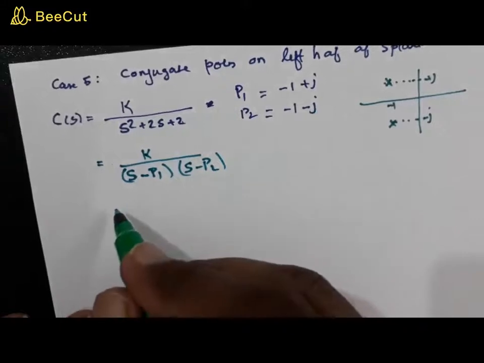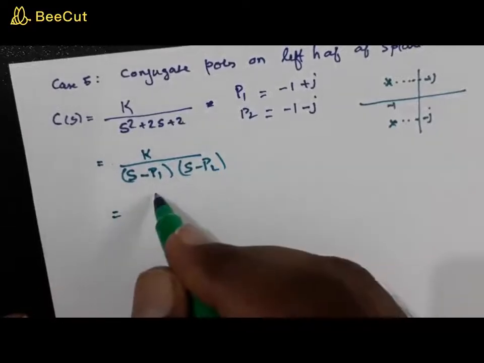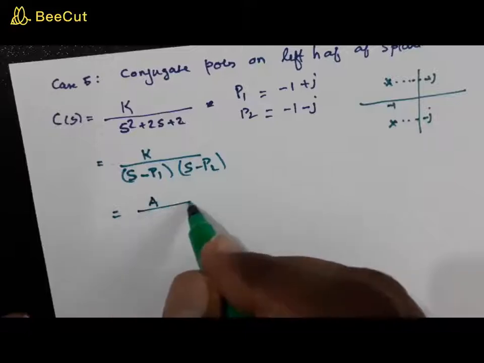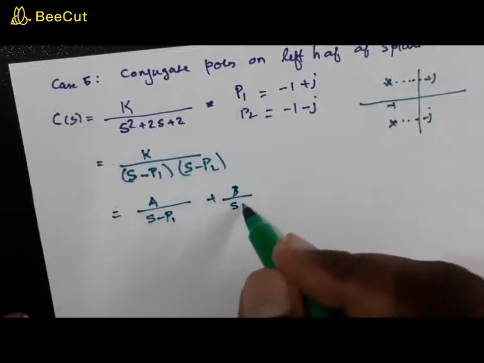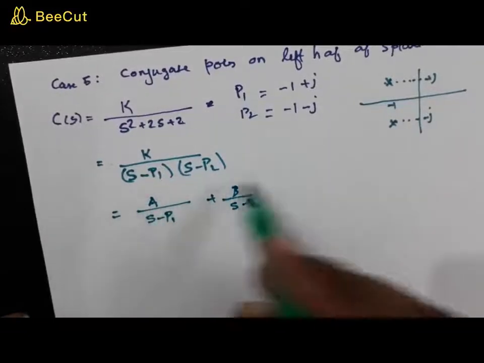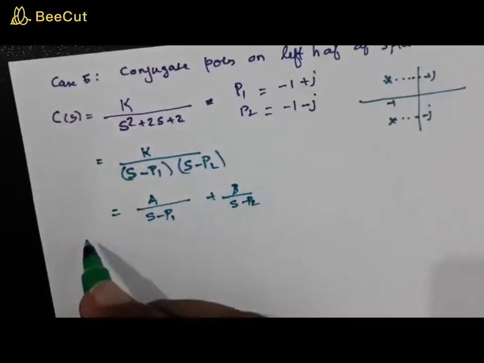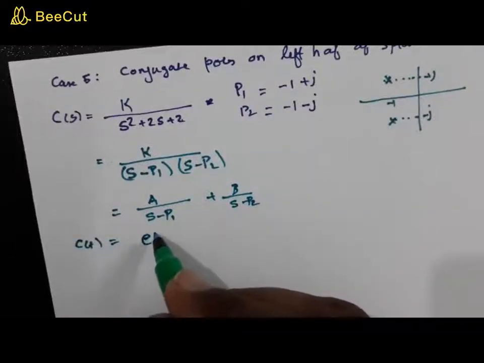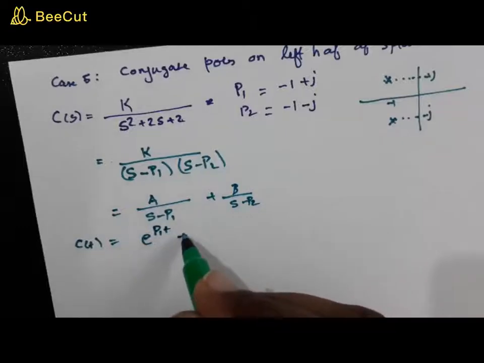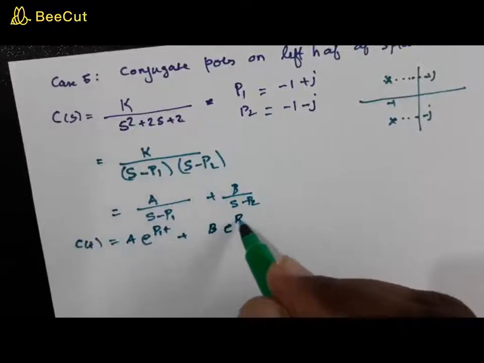You can split this as I told you: a by s minus p1 plus b by s minus p2. Imagine that you have found out this a and b. That's immaterial right now, just for the discussion. Now what will you get for c of t? As you know, this will be a into e raised to p1t plus b into e raised to p2t.